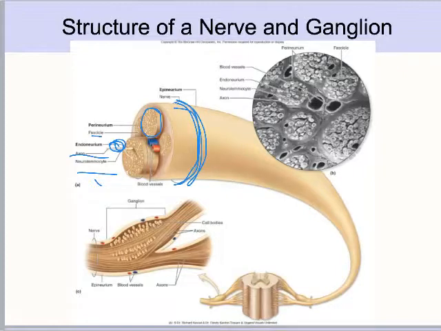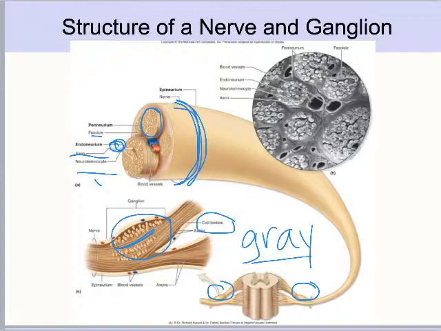Now a ganglion, and you can see ganglia here. A ganglion is someplace where we have a whole bunch of cell bodies of an axon. So it ends up looking like a knot, like a bump. Ganglia look gray.